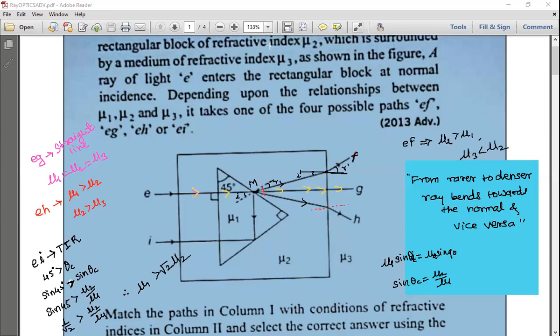Now we have to just check the option. What we have to do now? We have to just check the option. This is for EG path. You can see here. This is for EH path. This one already I have explained. This is for EF path. And this one is for EI path. Okay. So these are the four conditions we can say.